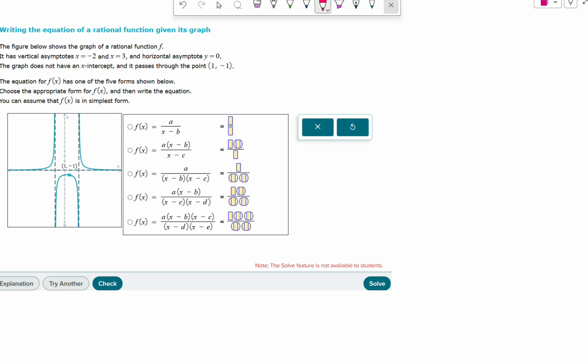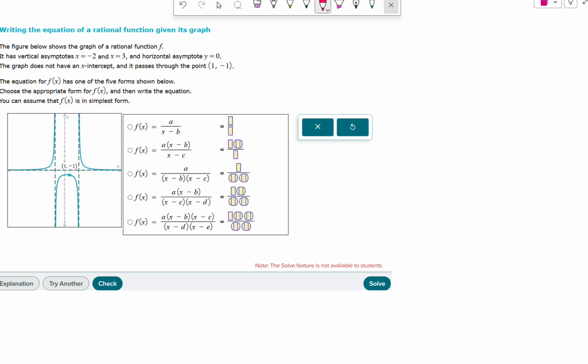Students, I wanted to give you a quick explanation of one of the hardest sections that you will do in ALEKS this whole semester. It's called Writing the Equation of a Rational Function Given its Graph. It's the last topic you will encounter in Unit 7.